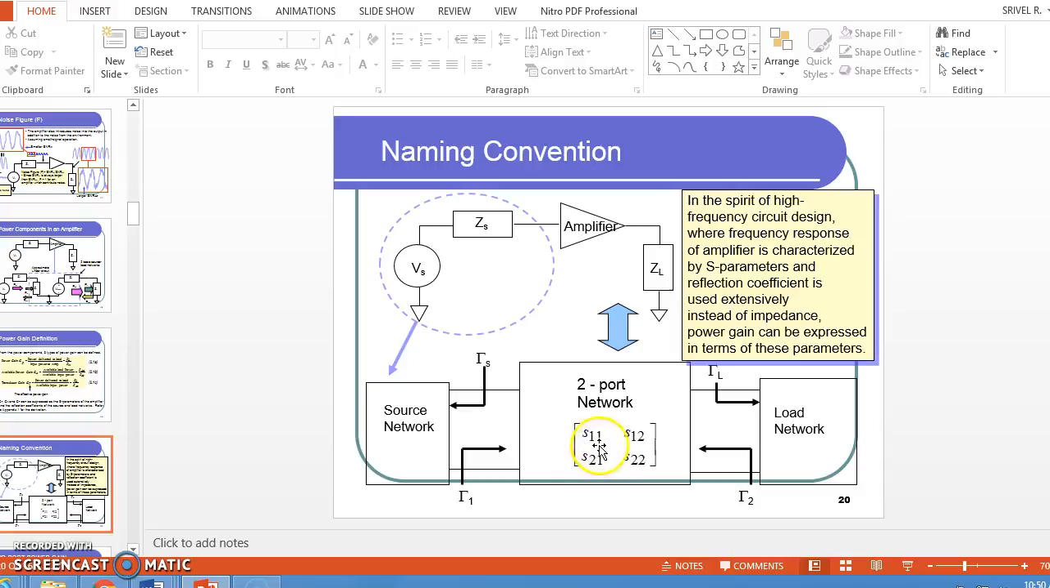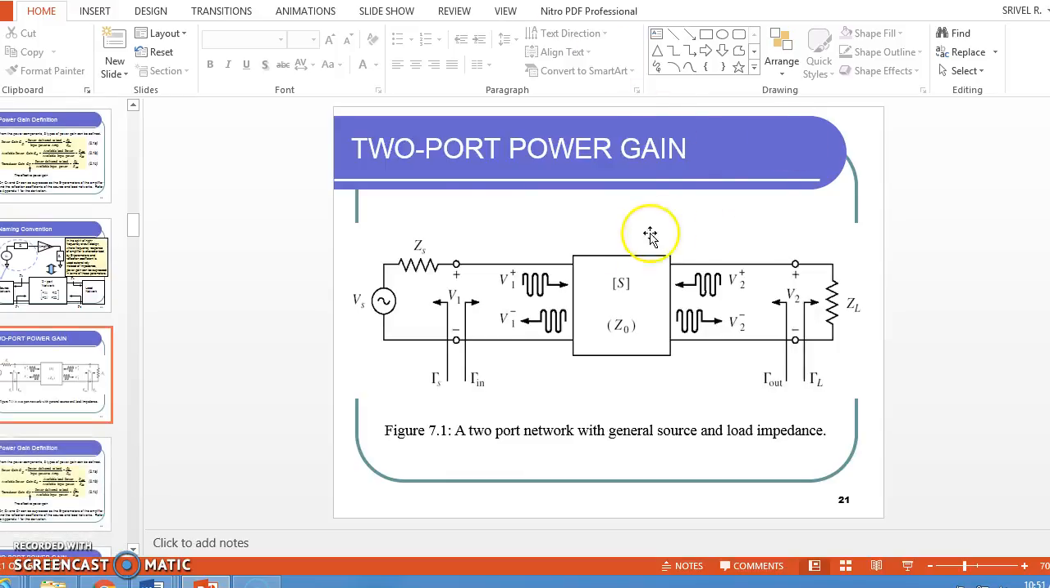So in a 2-port network we have S11, S12, S21, S22. So these things are taken as a source network. So this is an amplifier part, this is an output part. So, 2-port power gain. So we have an incident voltage and then reflection voltage, V1 plus, V1 minus, V2 plus, V2 minus. So here we have a load reflection coefficient, output reflection coefficient, input reflection, source reflection coefficient.